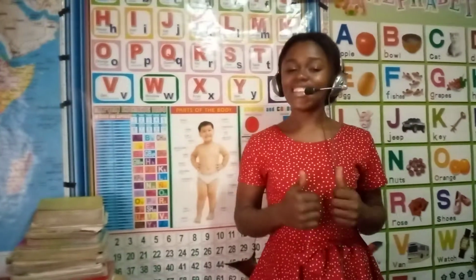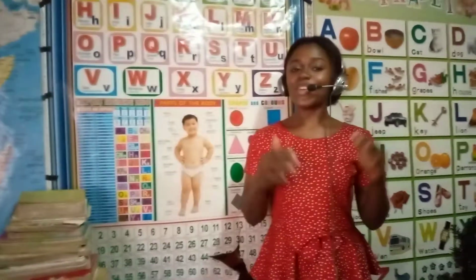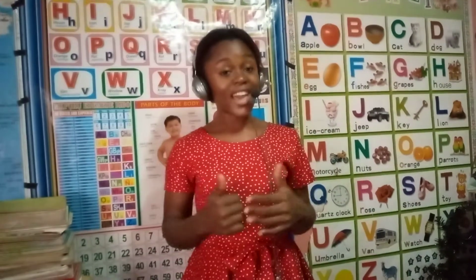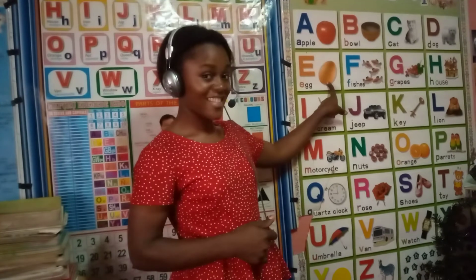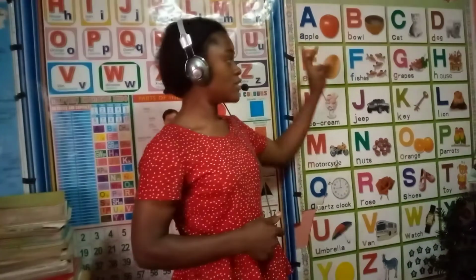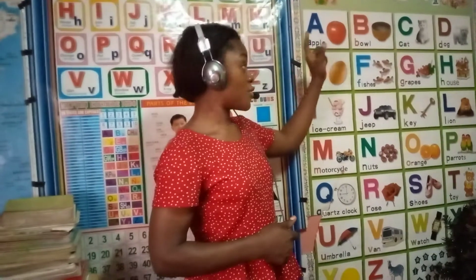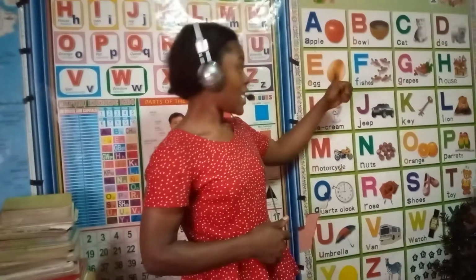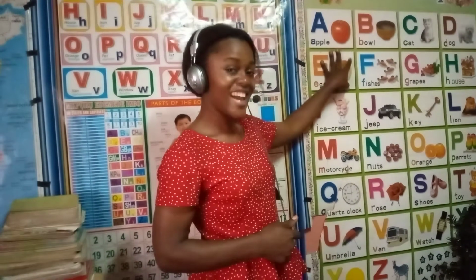And now let's look at many. When do we use many? We use many when talking about nouns that we can count. That is when we use many. Now look at this. You have an egg. We can count eggs. We can say one egg, two eggs, three eggs, four eggs. And because we can count eggs, we say many eggs.